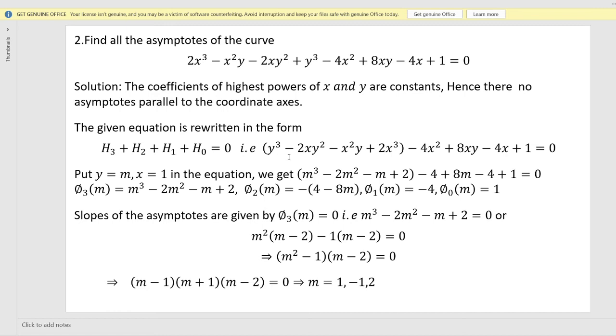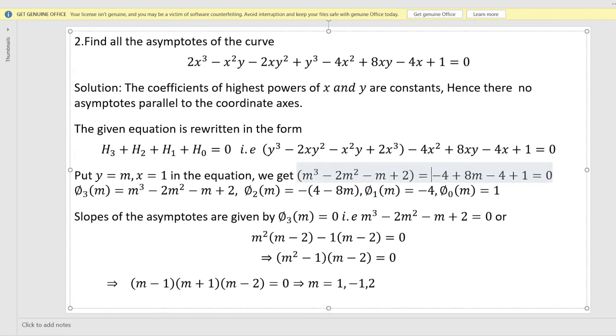What we have is m cube minus 2m square minus m plus 2, minus 4 plus 8m, minus 4 plus 1 is equal to 0. Then phi 3 of m is m cube minus 2m square minus m plus 2. Phi 2 of m is minus 4 plus 8m, here minus 4x square plus 8m, or if we take minus common, minus of 4 minus 8m. Phi 1 of m is minus 4. Phi 0 of m is 1.